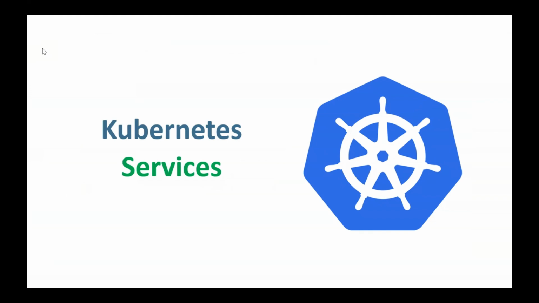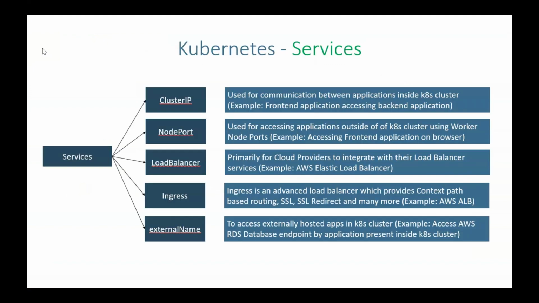If I talk about services in brief, this is nothing but a medium to communicate with your pods. That can be you communicating with your pods, or users, or even pods communicating with each other. We use services to do that. There are multiple types of services which we use in Kubernetes. You can see here on the screen: ClusterIP, NodePort, LoadBalancer service, Ingress service, and ExternalName. We use all these services to communicate with our pods.